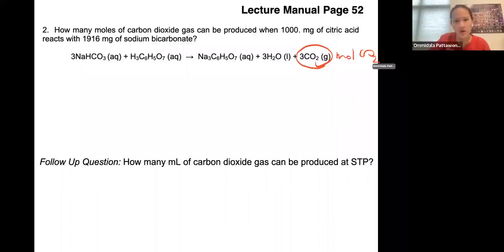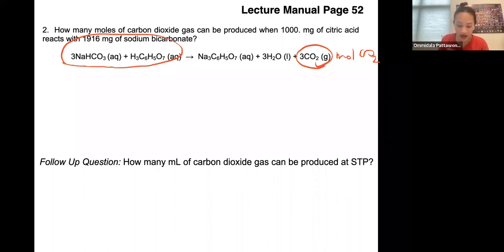Okay, so now the question is, how do I know which one is citric acid? Well, remember it said citric acid reacts with sodium bicarbonate. So one of these two is going to be citric acid because they react together. If you don't know citric acid, at least you need to know sodium bicarbonate, because we learn about the naming of compounds, which is part of Chem 121.